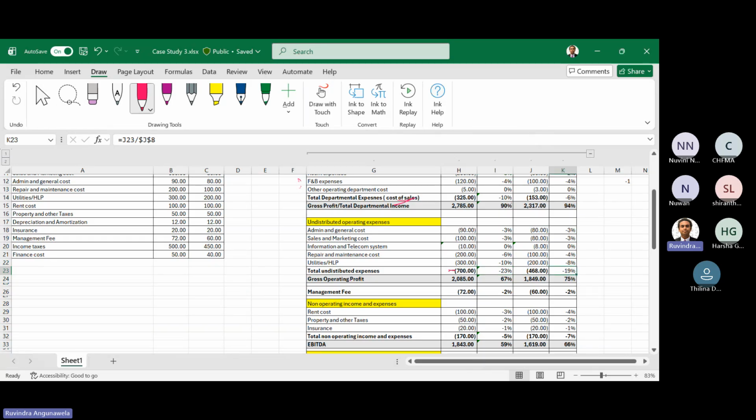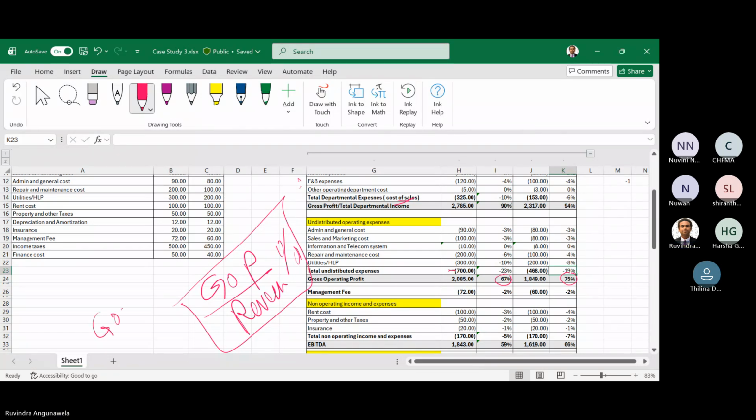And then you have the gross operating profit, or the GOP, which is 2 billion. And last year 23-24, it was 1.8 billion. And this as a percentage of revenue is given as 67% for 24-25, and for 23-24, it's given as 75%. Now, the gross operating profit divided by the total revenue as a percentage is called the GOP margin. Okay, GOP margin. Just note that down as well. So what you have calculated here is the GOP margin.